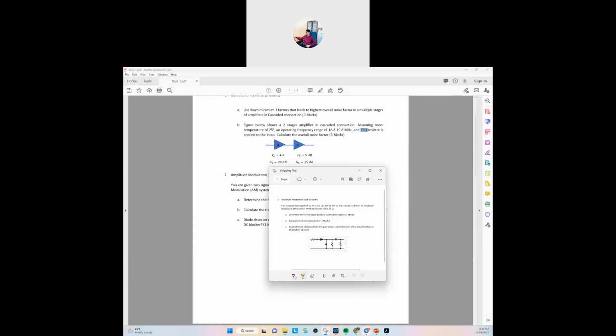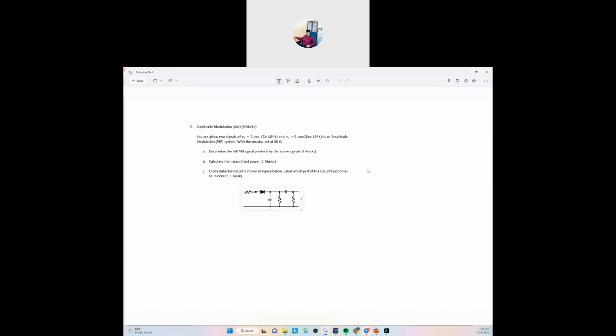Sorry, I don't like Webex, but I have no choice because if I use Zoom, it will limit to 40 minutes.